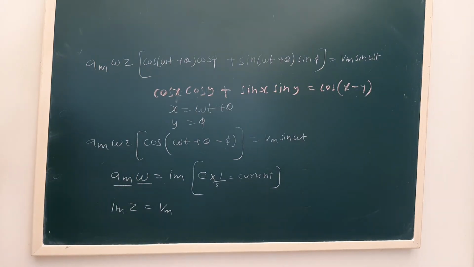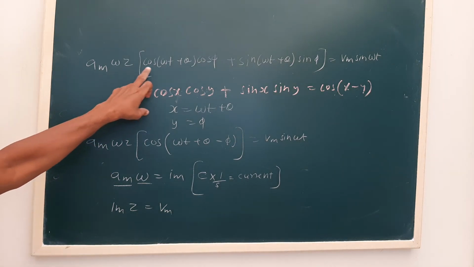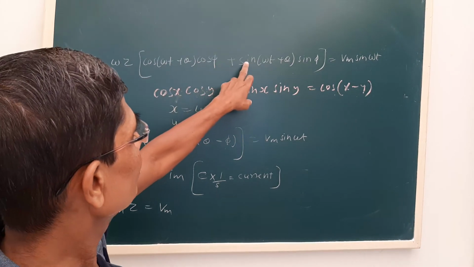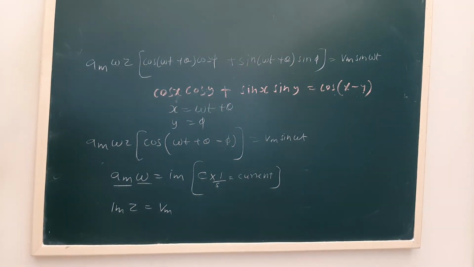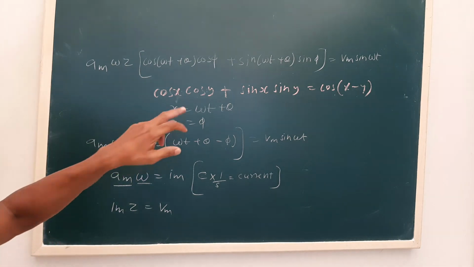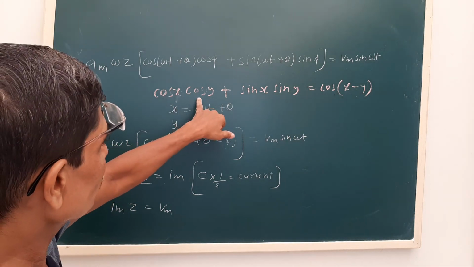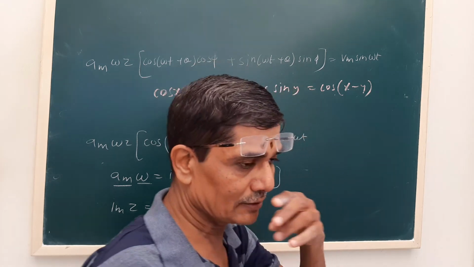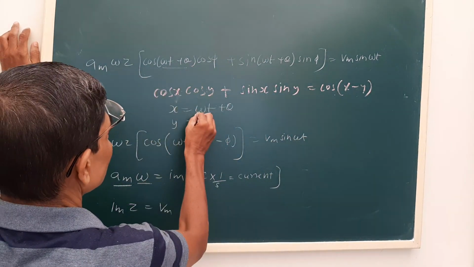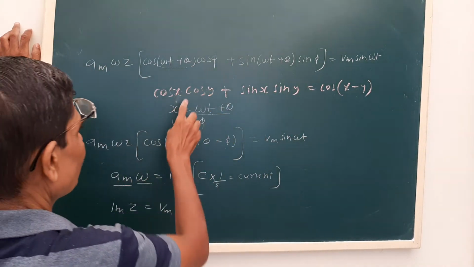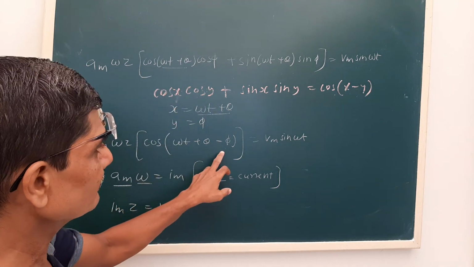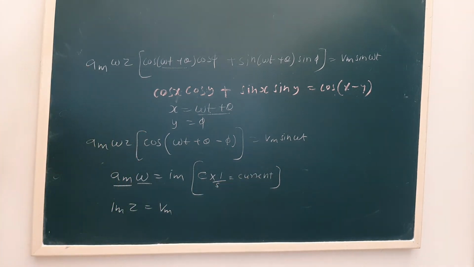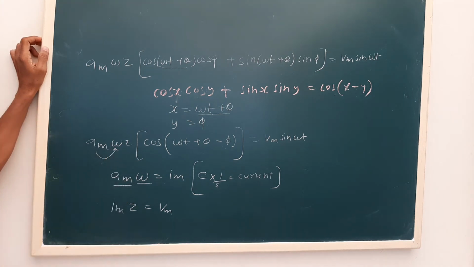Now see, our equation has become like this: Qm omega Z [cos(omega t plus theta) cos phi plus sin(omega t plus theta) sin phi]. Right hand side is Vm sin omega t. Now see the mathematical relation: cos x cos y plus sin x sin y is cos(x minus y). Here x is omega t plus theta, and phi is our y. So x minus y will be omega t plus theta minus phi, and the right hand side is Vm sin omega t. Now see, the important thing here: Qm into omega is Im.